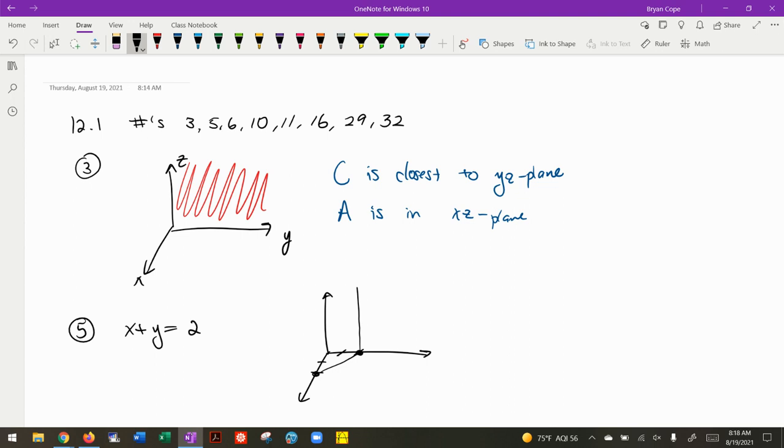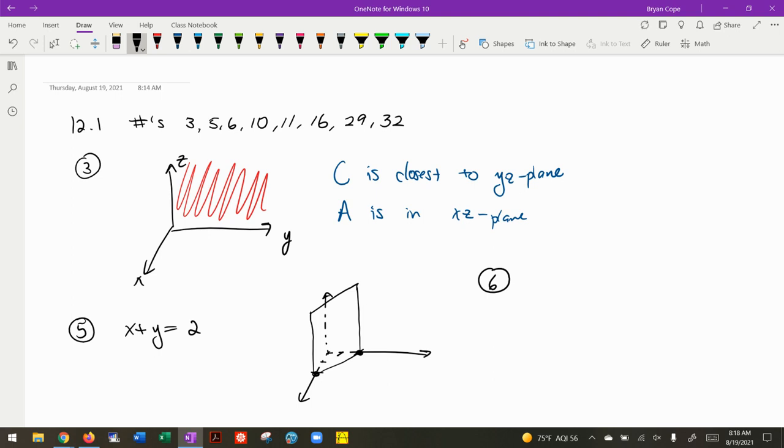So if we draw this up like this, there's our plane, x plus y equals 2. It's in front of the z-axis. If we really wanted to be accurate about this, we could make the z-axis as well as that part of the x and y-axis dashed, and that's what that would look like. Okay, number 6.